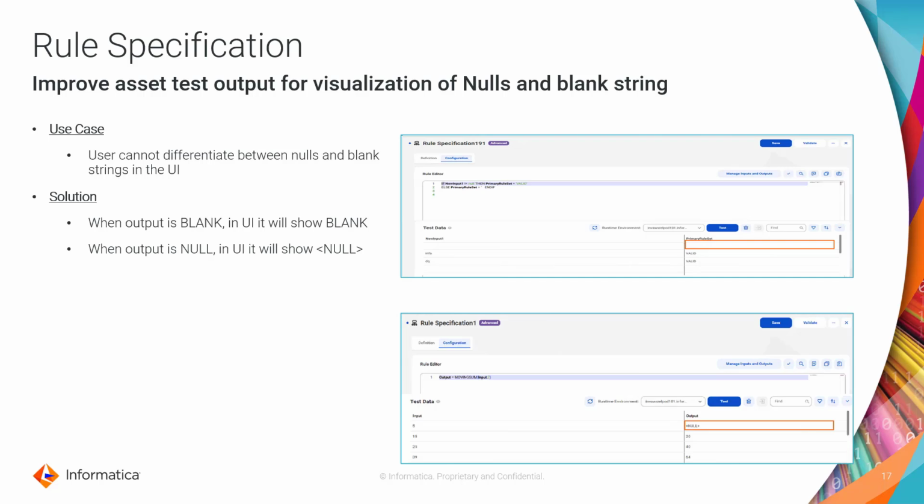For the rule specification, we did a smaller improvement on the output of the test. So here you have a rule specification. And if the output of the rule is a blank, we will continue to show a blank value, so you see nothing here. But if the output is null, now you see the null being presented as the output. So it helps the user to differentiate between blanks and nulls.